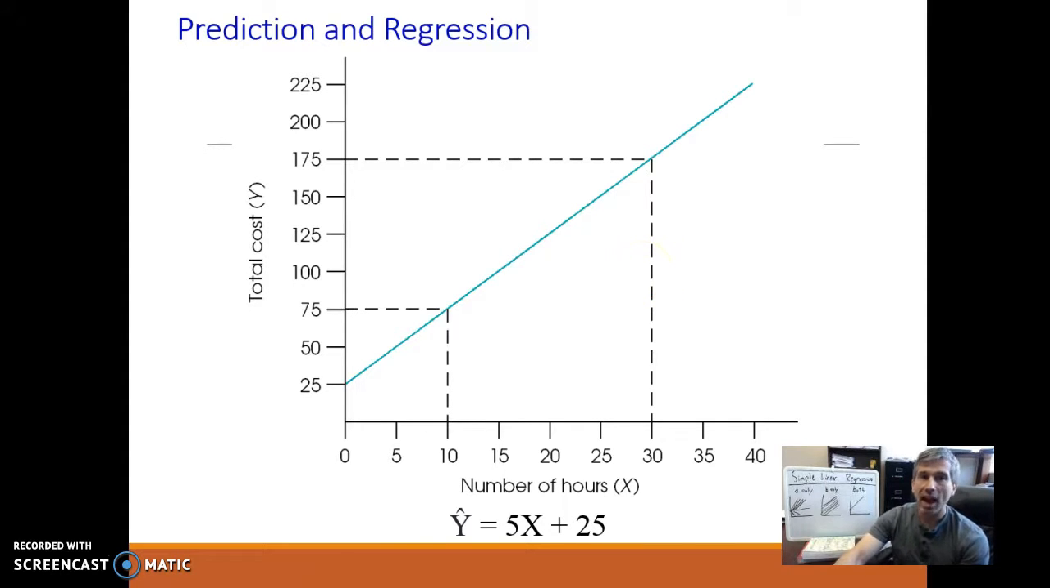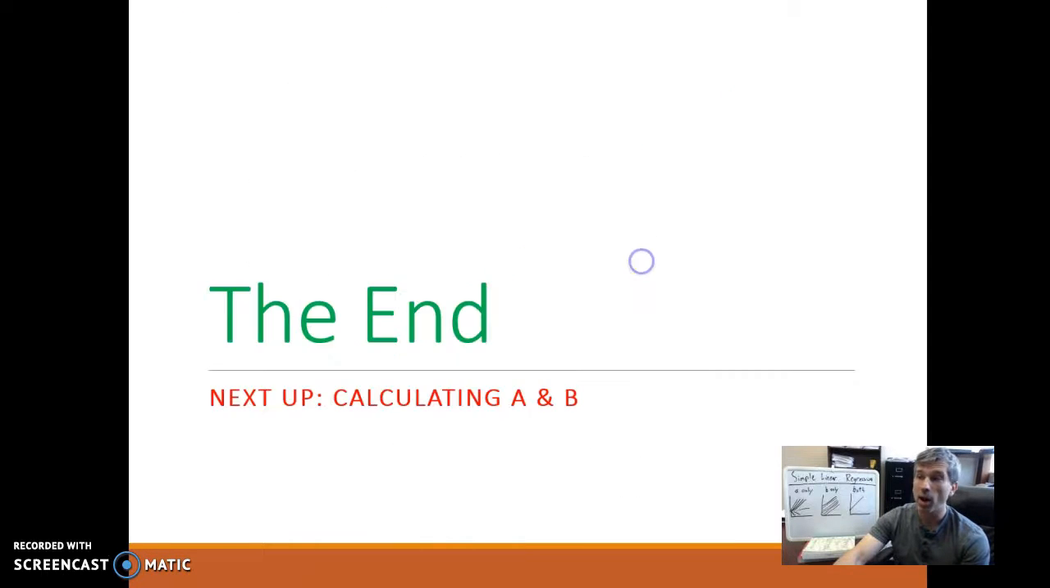So that's how this works in terms of a simple example where we know the slope and we know the y-intercept. What we don't know, though, is how do we calculate A and B, the y-intercept and the slope, from scratch, where we're starting with some raw data and we need to figure out what those two coefficients are. That's going to be the focus of our next video.